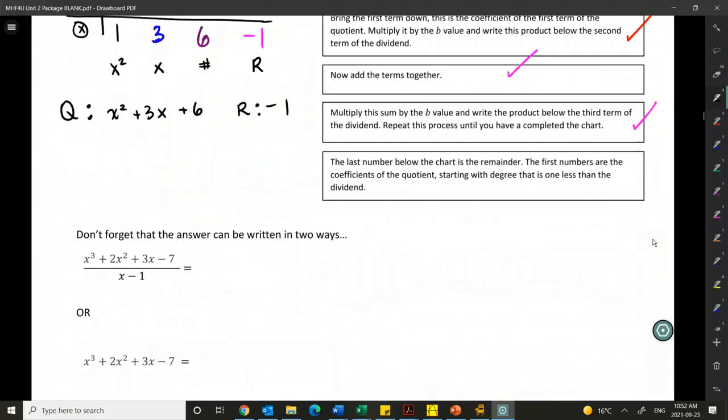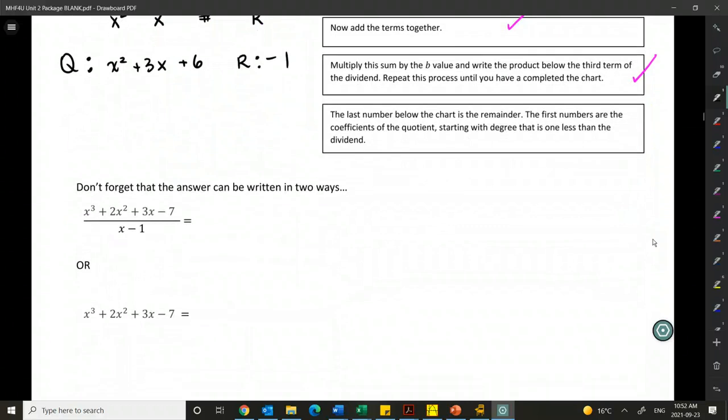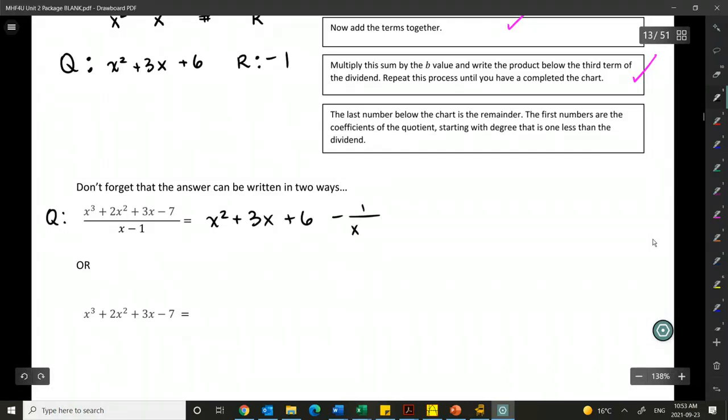Okay, so if we were to write this in two ways now, this is quotient form. How would I set this up now that I have my quotient and my remainder? Same as we did in the last lesson. Bella? Perfect. Okay, quotient minus or plus remainder, this one's negative, so we're doing negative 1 over divisor.